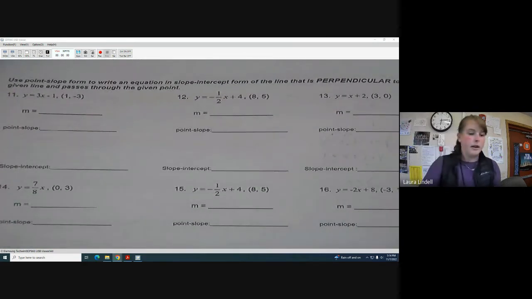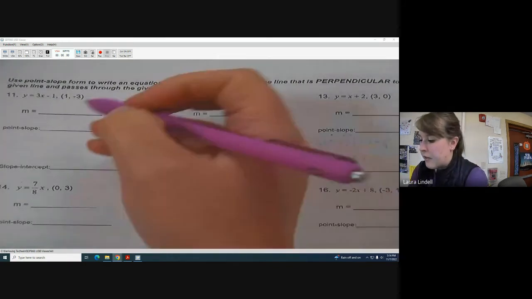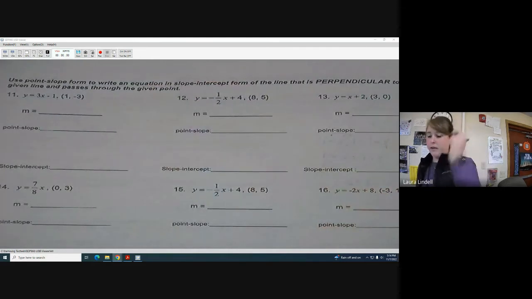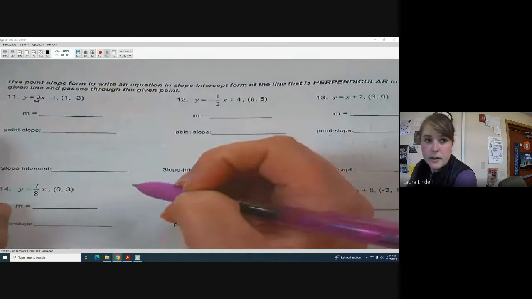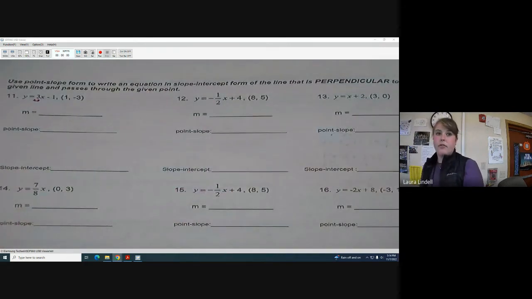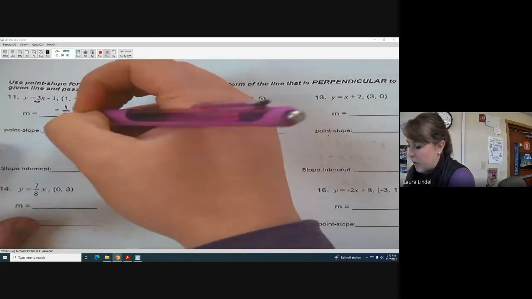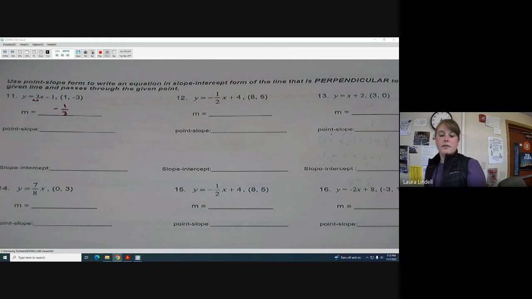So let's go ahead and try this first one right here. I'll get us started off on the right foot. The original slope here is 3. The negative reciprocal of 3 is negative 1/3. Okay, so try writing it in point slope for your new equation, and then in slope-intercept form. Pause the video, do it on your own, and then come back.